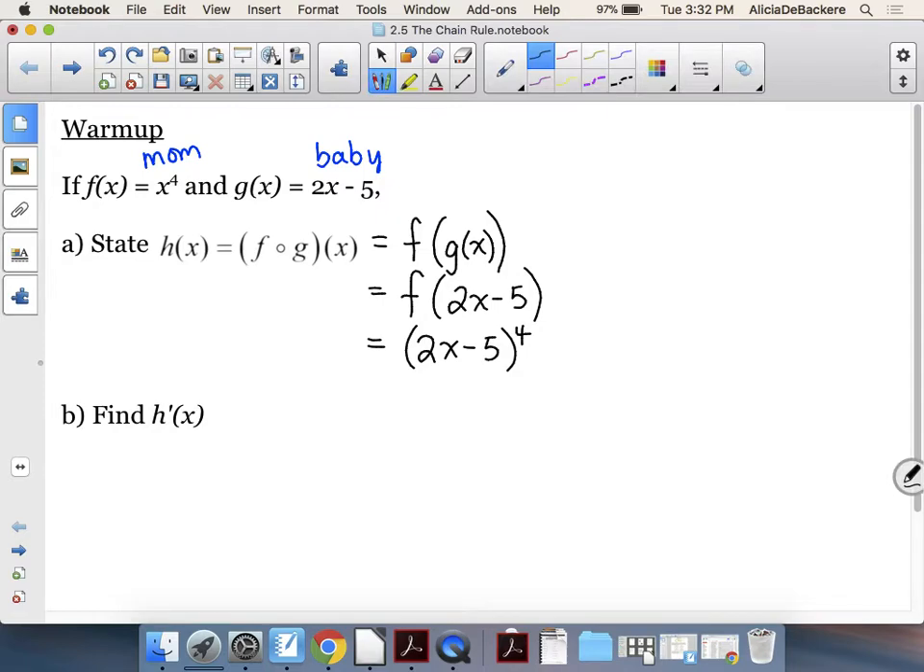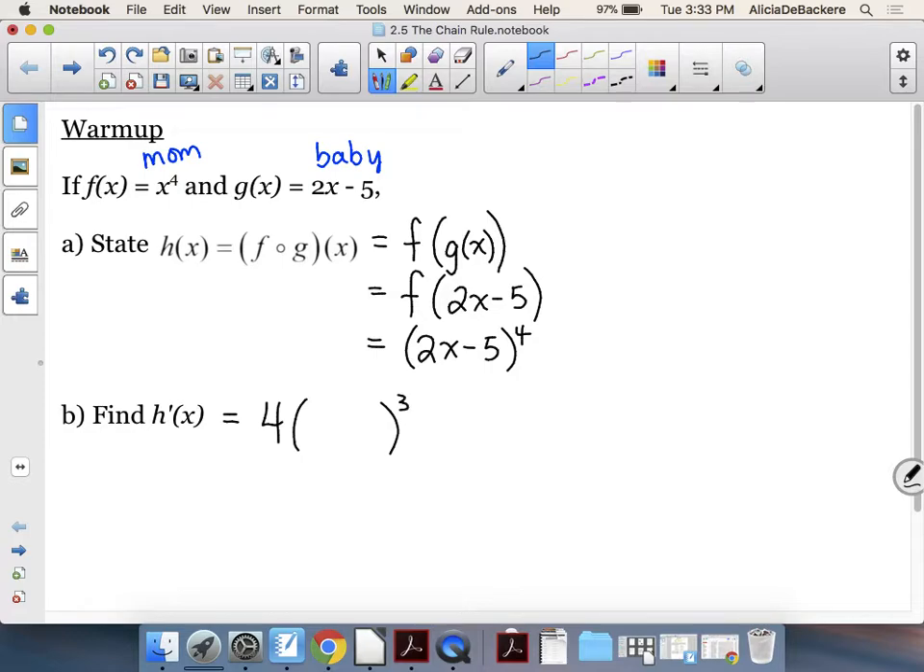So in part B, it says find the derivative of h(x). And so what we do is we take the derivative of that outside function first. Take the derivative of the power of 4 first. That's taking the derivative of the mom. So when I do that, I bring the 4 down, and then I subtract 1 from the exponent. That's just my power rule. So that's how I would take the derivative of x to the power of 4, the mother.